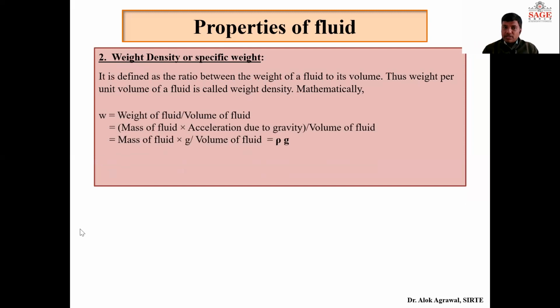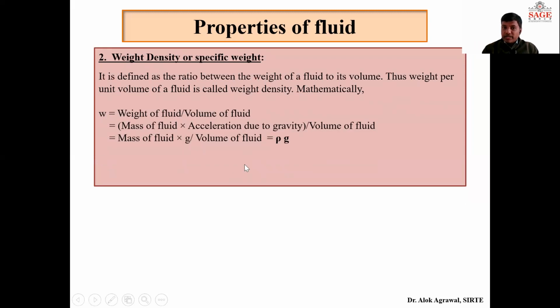Next important property is weight density. Weight density is defined as the ratio of weight of fluid to its volume. Mathematically, it can be written as weight of fluid by volume of fluid. Weight can also be written as mass of fluid into acceleration due to gravity. So m into g, m by v, we know that is mass density rho into g.